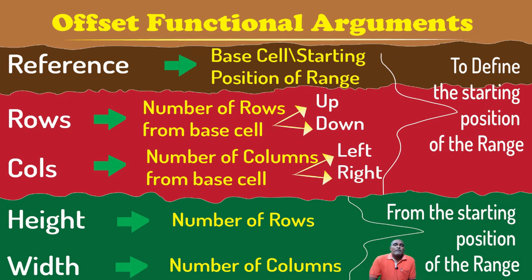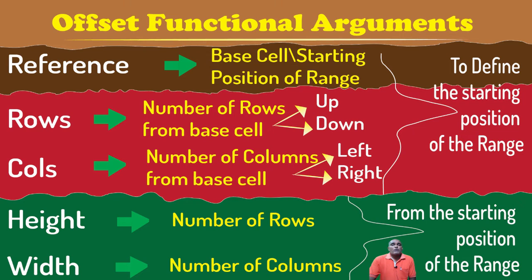So here I provided some bifurcation among the offset functional arguments. First one denotes the base cell. It denotes the starting point of the range. And the second one and third one represent, if you want to do any modification to the base reference, these two are useful. And the fourth one and fifth one denote the height and width of the range. So let me explain practically.